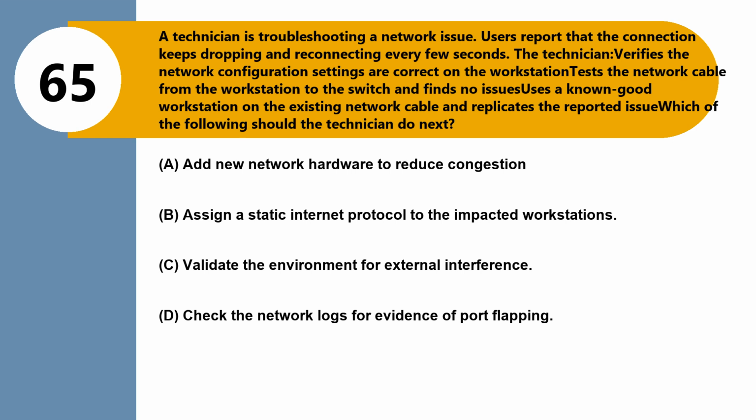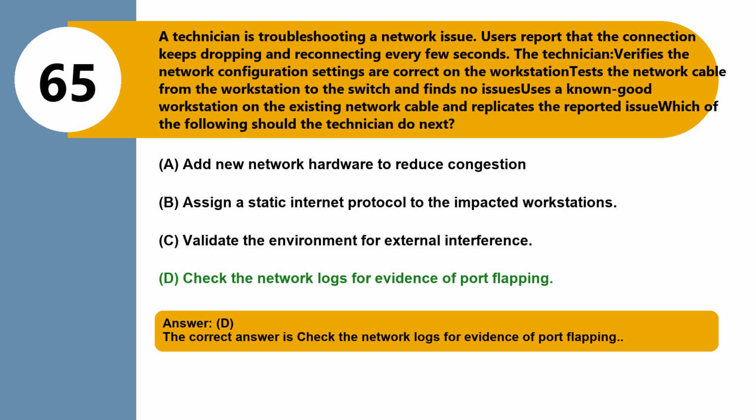Option A, add new network hardware to reduce congestion. Option B, assign a static Internet protocol to the impacted workstations. Option C, validate the environment for external interference. Option D, check the network logs for evidence of port flapping. The correct answer is option D, check the network logs for evidence of port flapping.